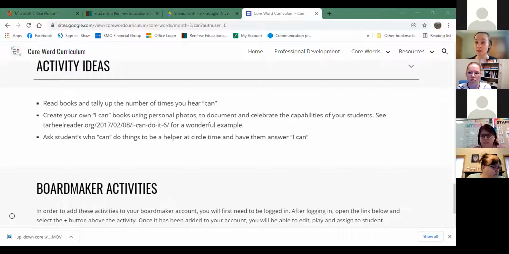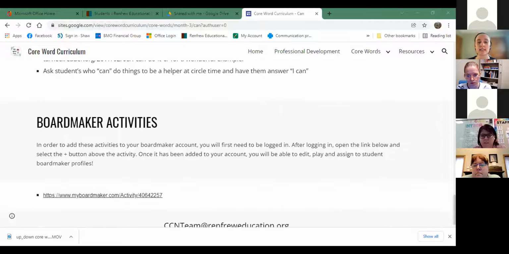So if you're working on a word, as Erin mentioned, sometimes we just do one word for 2 weeks, depending on the learning level of the kids, right? So if you're like, okay, we've read every book I can think of that has the word can repeated in it, what can we do next? There's some ideas of other activities that you can do.